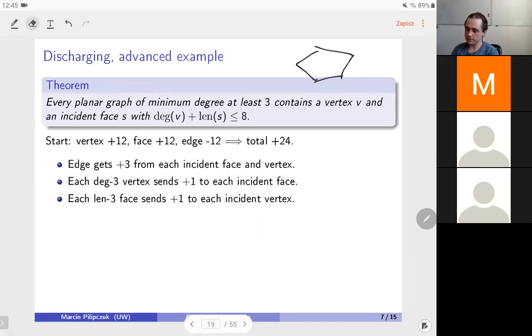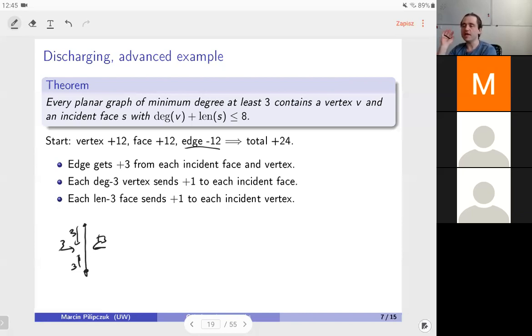So let's wipe out these pictures and do the discharging rules. First we want to make the edges zero. An edge is incident with 4 objects, 2 vertices and 2 faces, and this edge just takes 3 from each of them. This is rule 1: every face sends 3 to each edge, and every vertex sends 3 to each edge. This makes the edges 0.